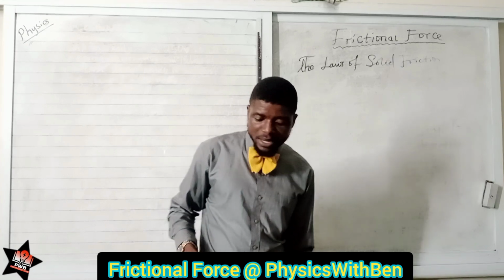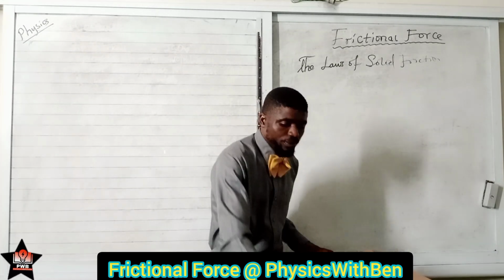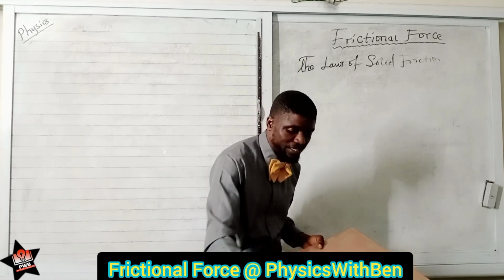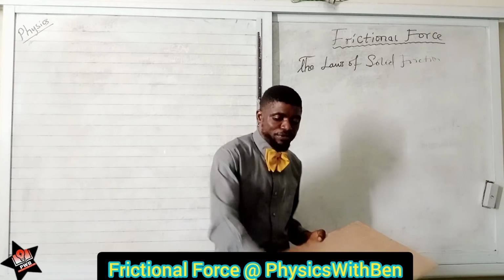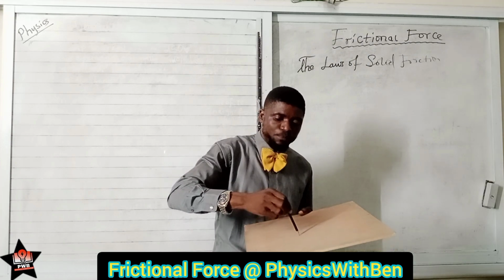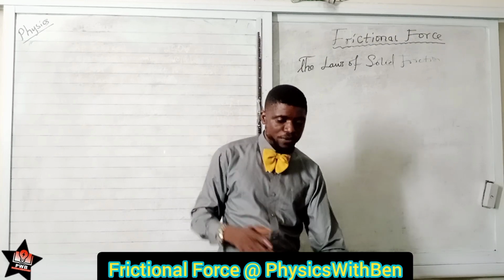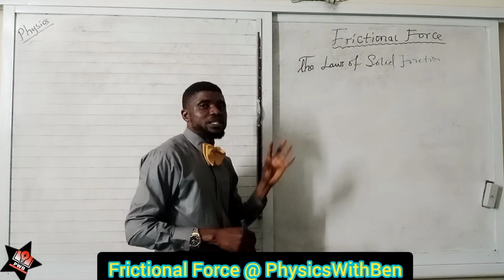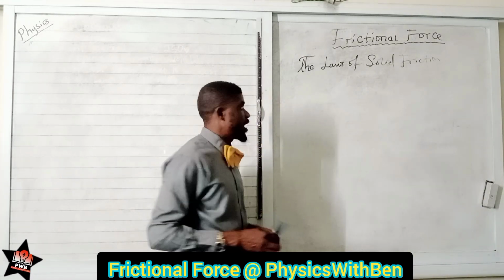What this law means is this: if the area of the surfaces in contact is wide, frictional force will still exist. If the area is as tiny as the amount of this pen on this board, frictional force will still exist. Law number 5 states that frictional force is directly proportional to the normal reaction.